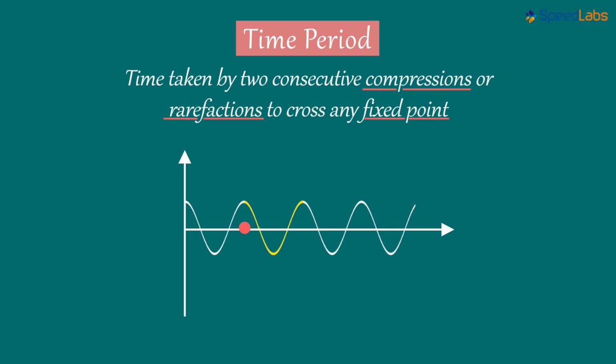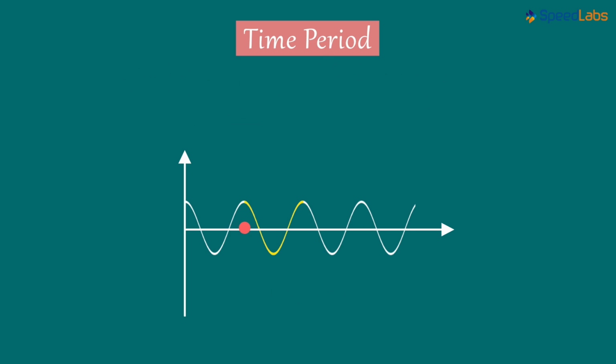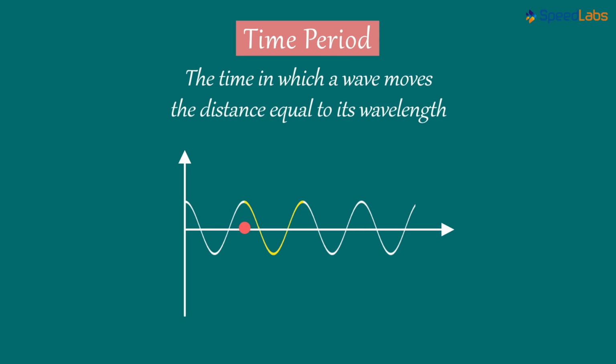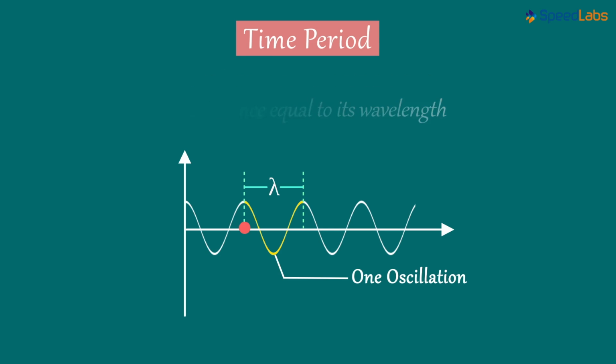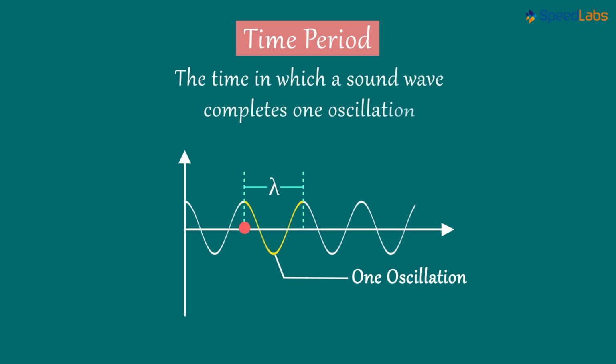Is there any other interesting way to define it? We can also define it as the time in which a wave moves the distance equal to its wavelength. If you remember, the wavelength is nothing but the length of one oscillation. So the time period can also be defined as the time in which a sound wave completes one oscillation. It is denoted by capital T and its SI unit is seconds.